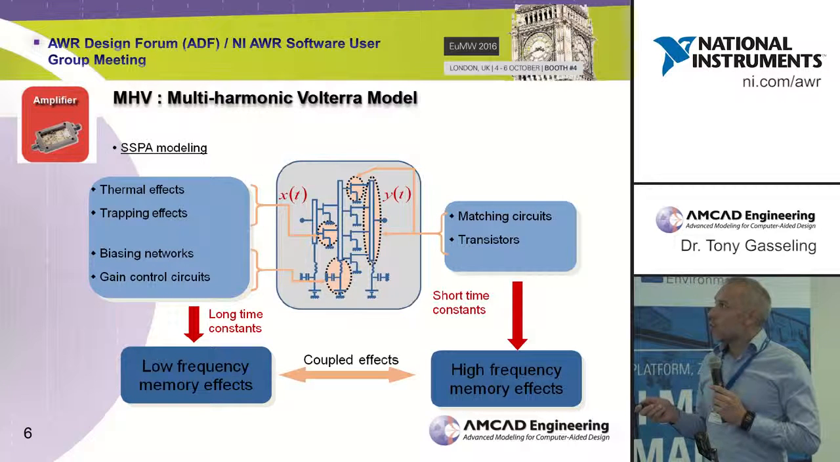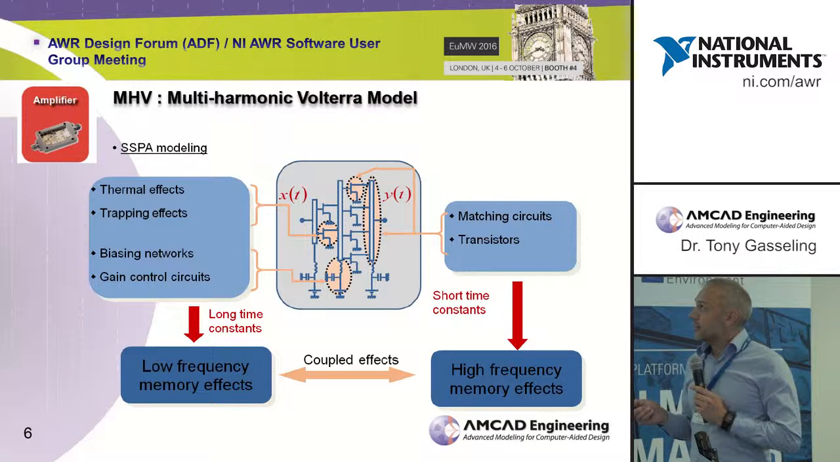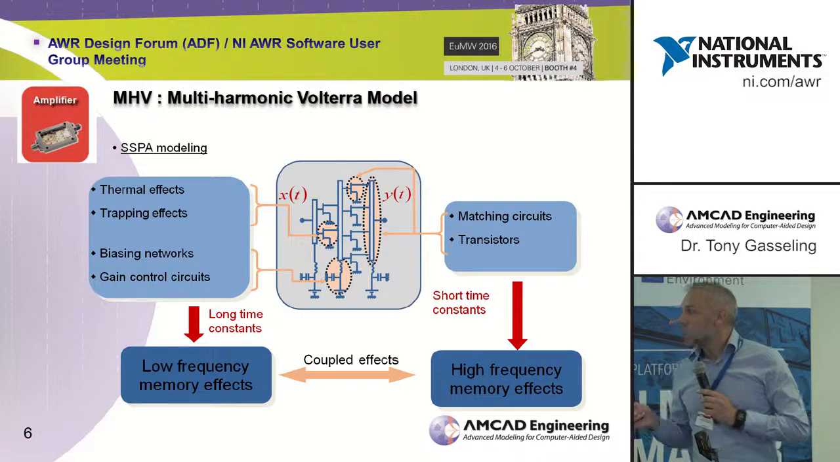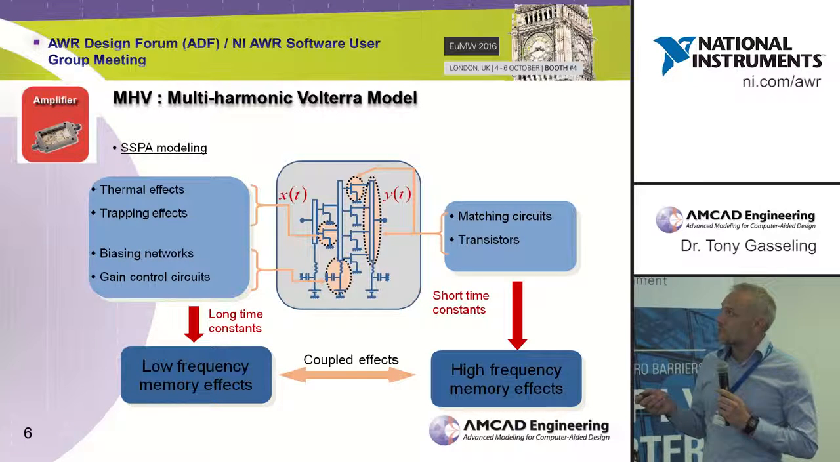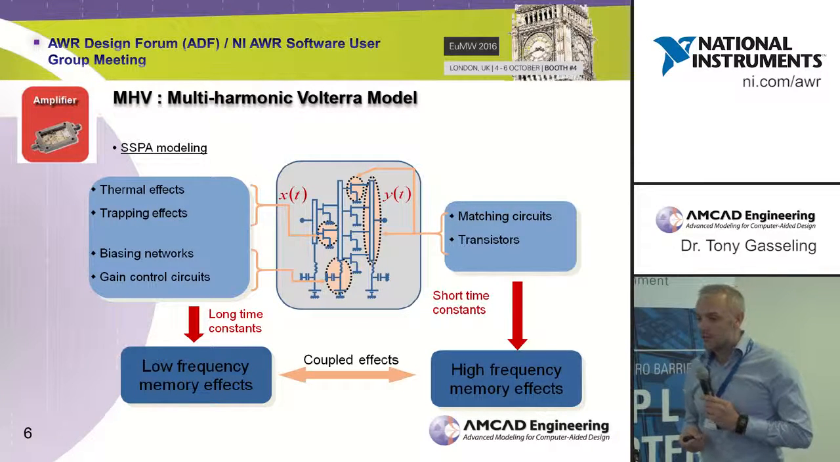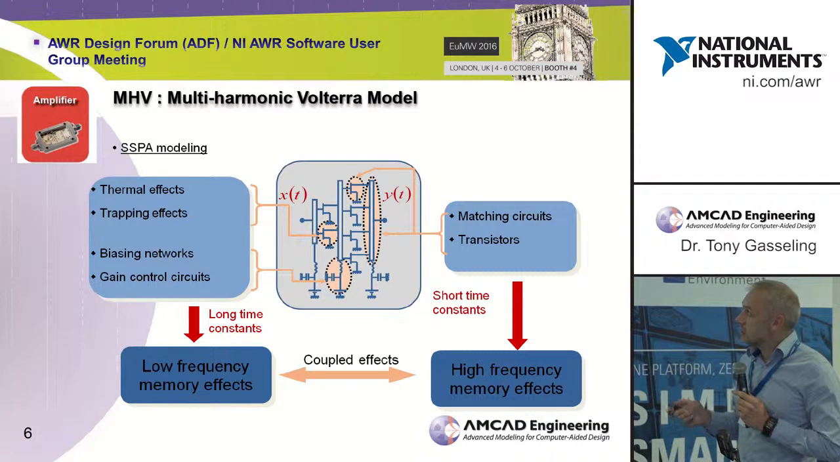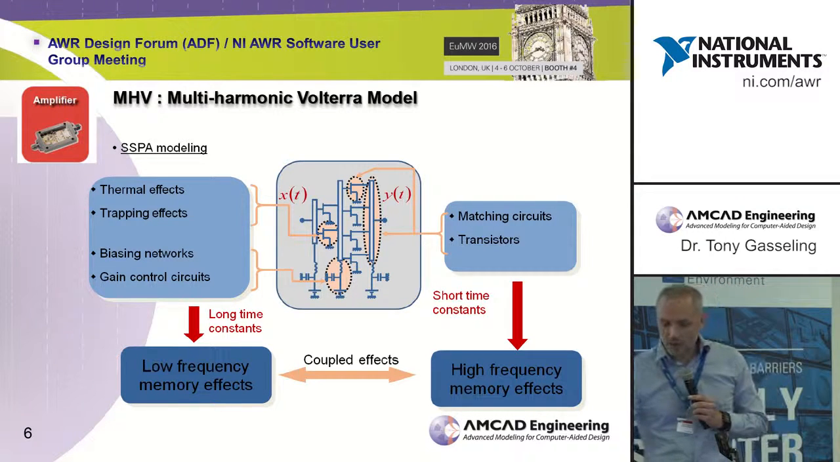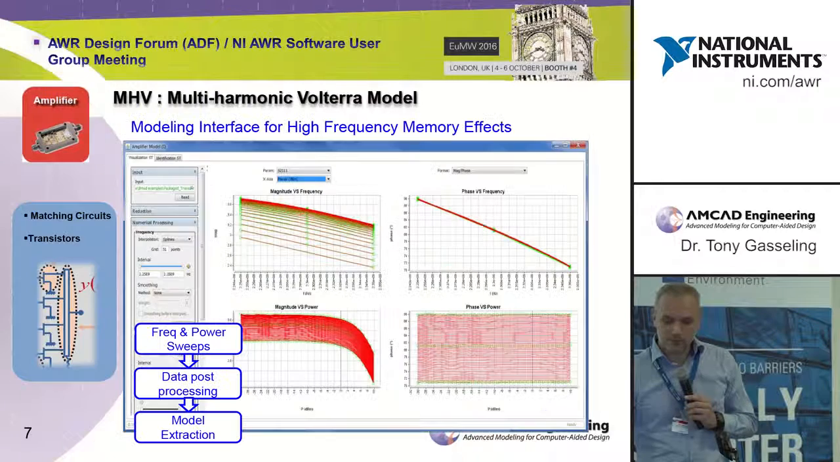And it could be even worse if you also have some external circuits such as gain control circuits and so on. So in fact, in one amplifier, we can have high frequency memory effects, low frequency memory effects, and the worst is that we can also have coupling effects between all these phenomena. So it's very tough to extract a model which is able to take into account all these effects simultaneously. And we do not pretend to have a push-button solution on this.